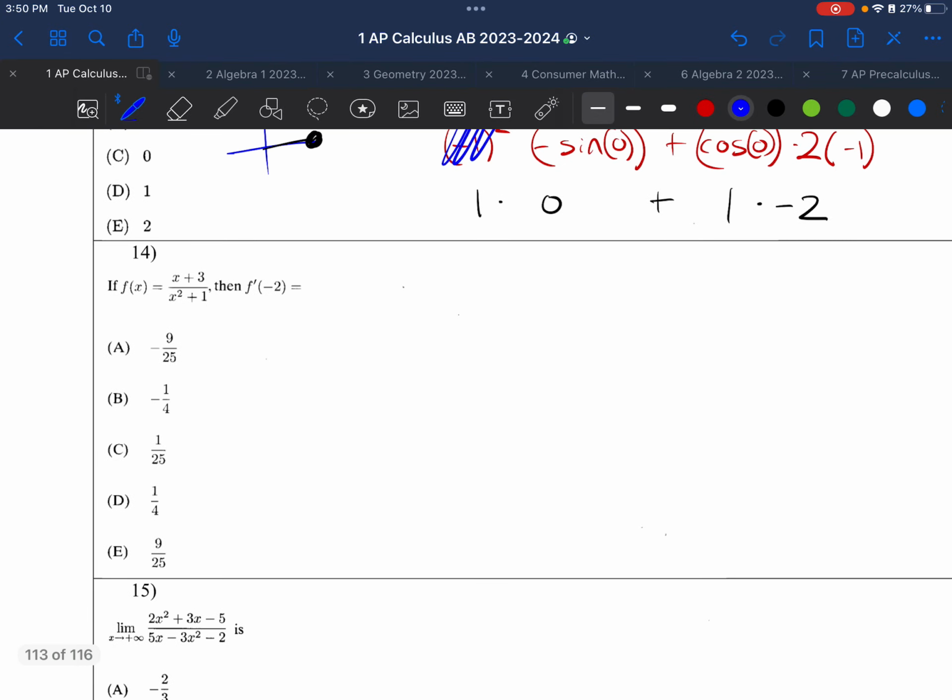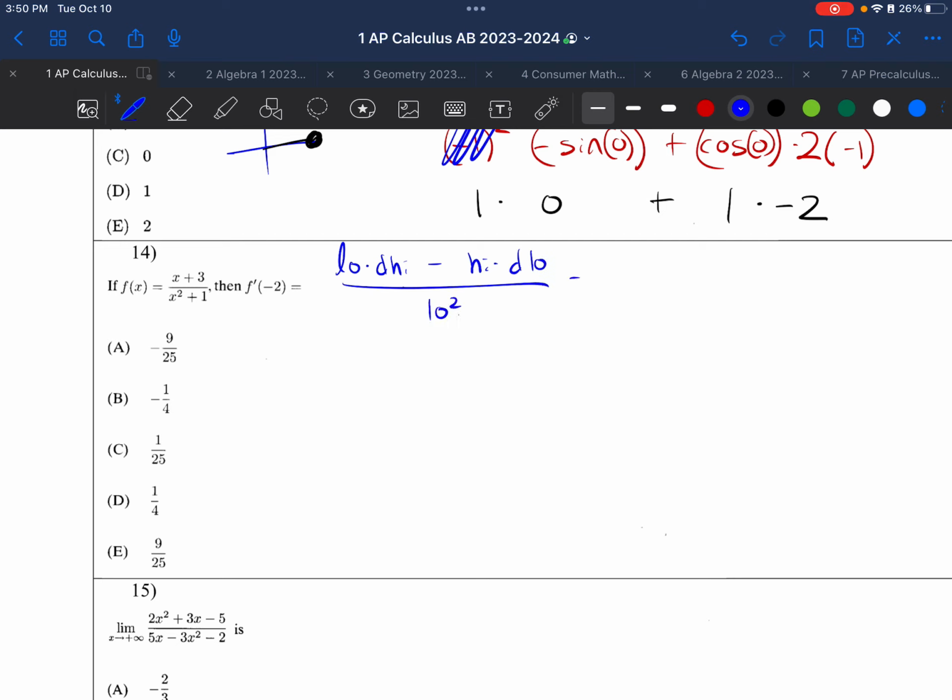I said that this was going to be quotient rule. The rationale, once again, just in case you missed that, was we have division happening with a variable on the top and the bottom. There's a house on the top and a house on the bottom. So we're forced to use quotient rule. Once again, quotient rule is low d high minus high d low, all over low squared.